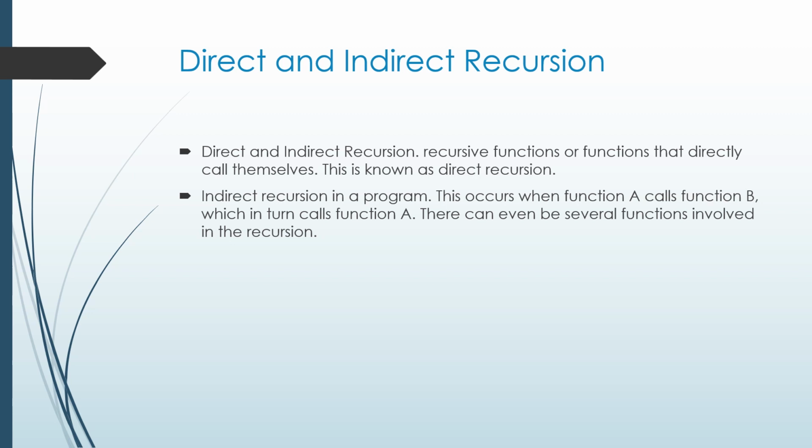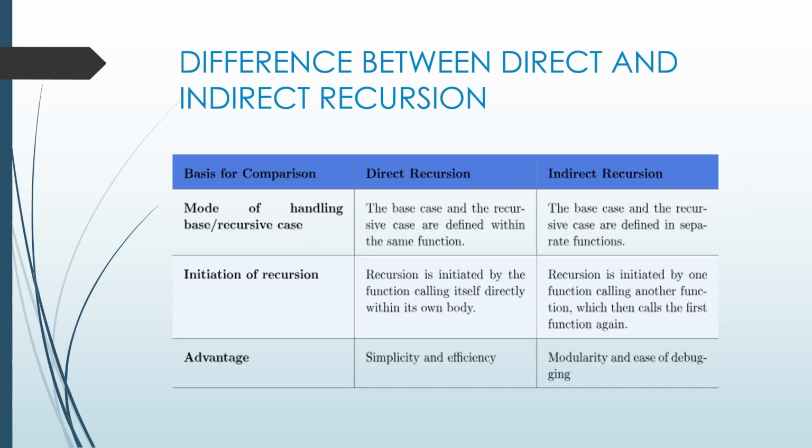Indirect recursion is nothing but it occurs when a function A calls function B, which in turn calls function A. This is in the circular manner. So this will be the indirect recursion. These are the differences between the direct and indirect recursion.